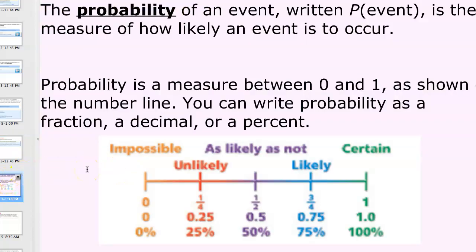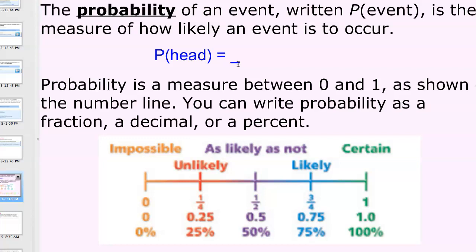The probability of an event is written P, and then in parentheses, whatever the event is. So for example, if I want to know the probability of getting heads when I'm tossing a coin, I would write it like this: the probability of getting a head. And then I would write my answer. And that's measured by how likely an event is to occur.